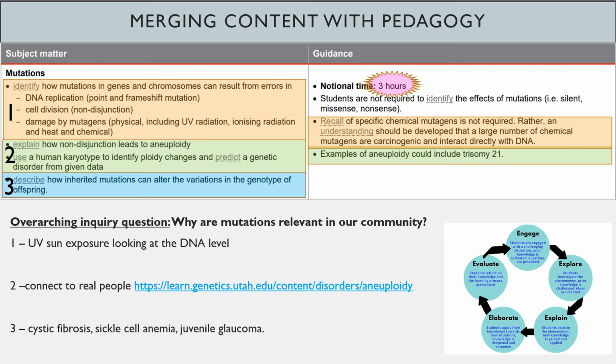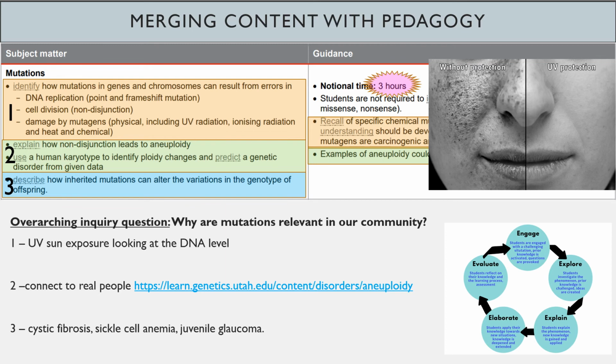In the first lesson, I was thinking of engaging them, the first part of the 5E framework, to look at their arms and see if they can find a freckle. Then opening up discussion on sun exposure and how it mutates our skin cells on a DNA level. This will lead into the explore stage of the 5E framework and continue throughout the lesson.